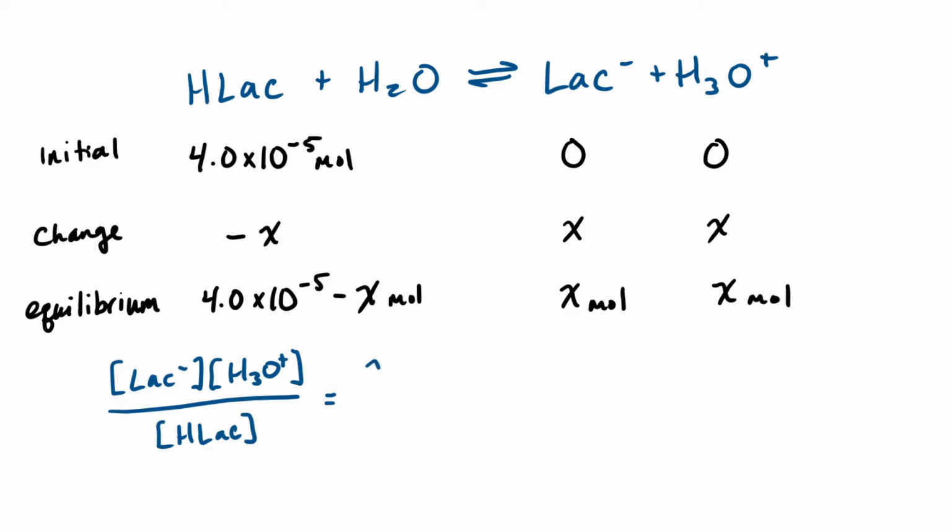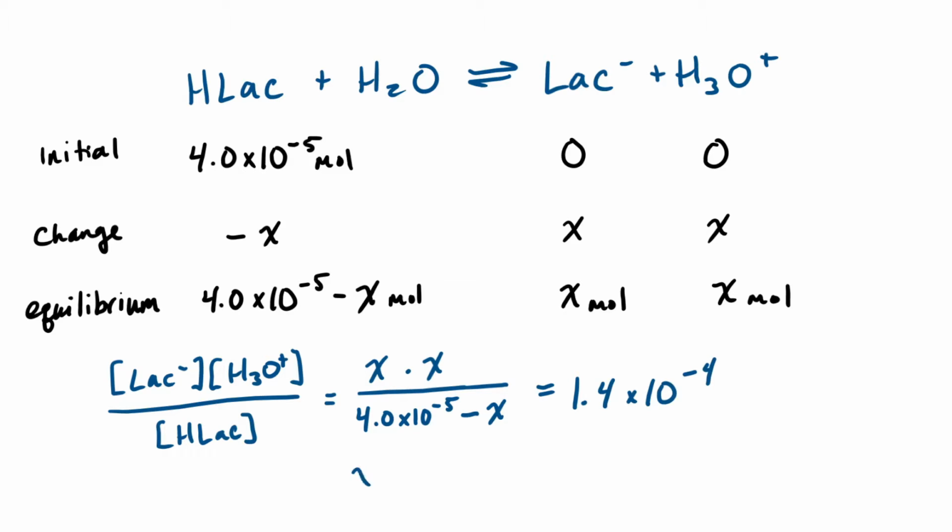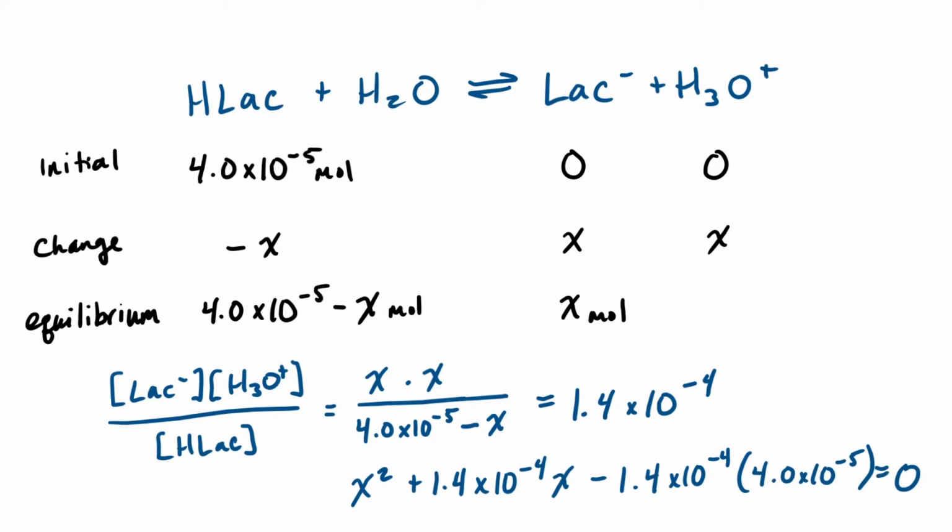We can then rewrite the equilibrium equation as X times X divided by 4.0 times 10 to the negative 5 minus X equals 1.4 times 10 to the negative 4, which we can then solve as a quadratic equation, meaning that the concentration of hydronium in this solution is 3.25 times 10 to the negative 5 molar.